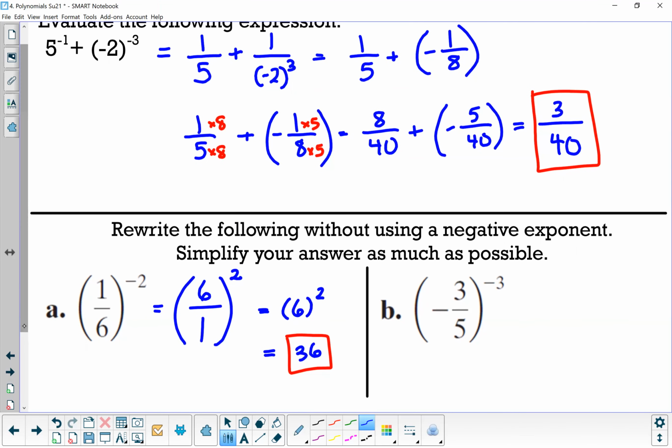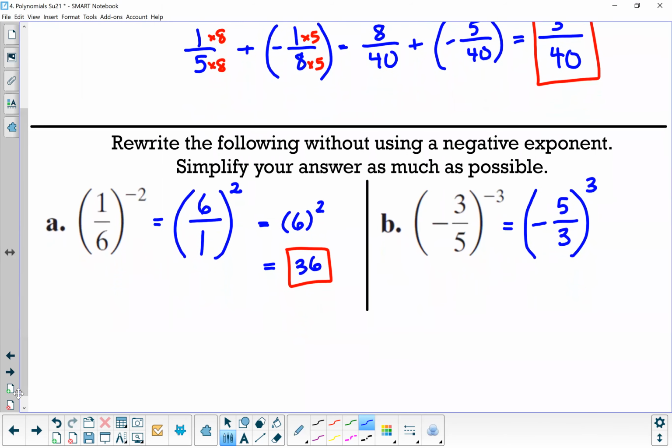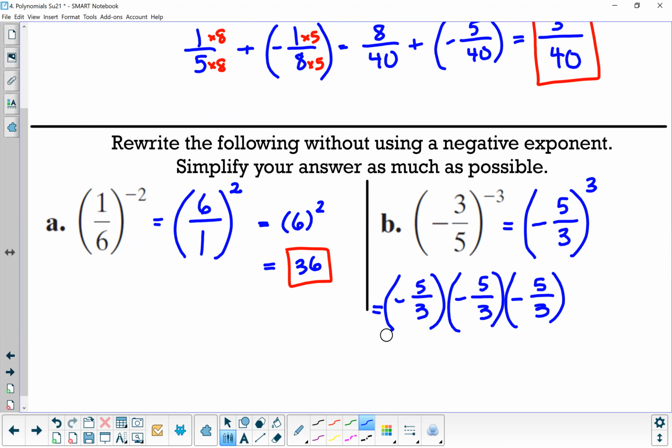Okay, try letter B. Pause the video, try it, and then we'll do it together. All right, so I think you would have started with taking the reciprocal of -3/5. The reciprocal of -3/5 is -5/3. Now when we take the reciprocal, our exponent is going to go from negative to positive. Now that our exponent is positive, let's expand this. So we have -5/3 times -5/3 times -5/3. And when we multiply this, a negative times negative times a negative is a negative. 5 times 5 times 5 is 125. And 3 times 3 times 3 is 27.